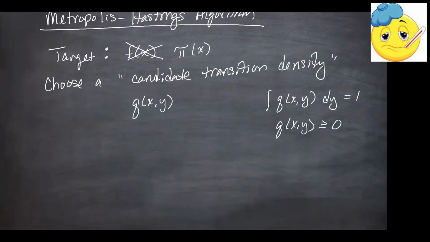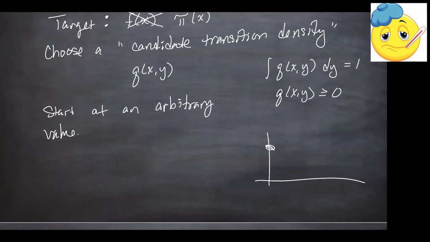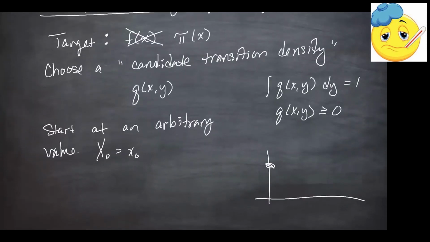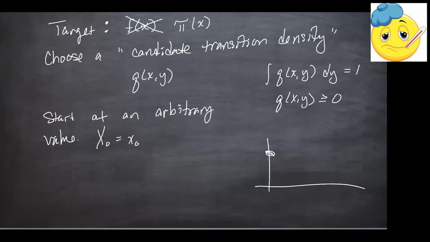And you start at an arbitrary value. What do I mean by start? We're starting a Markov chain. You just pick some place to start. X0 is some X0. And we have everything we need to now describe the algorithm. So this is kind of like pre-algorithm steps. You need to find a candidate transition density and pick a starting point. And other than that, we're ready to go.